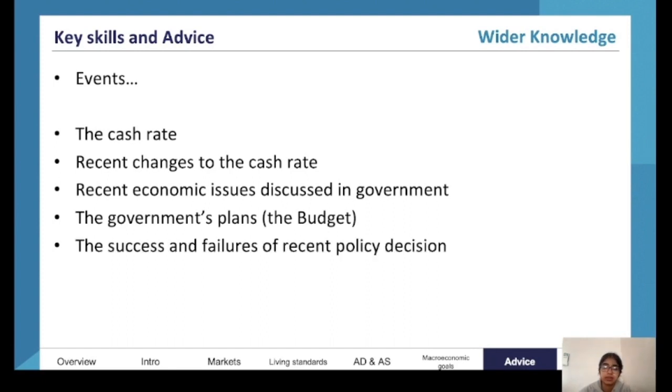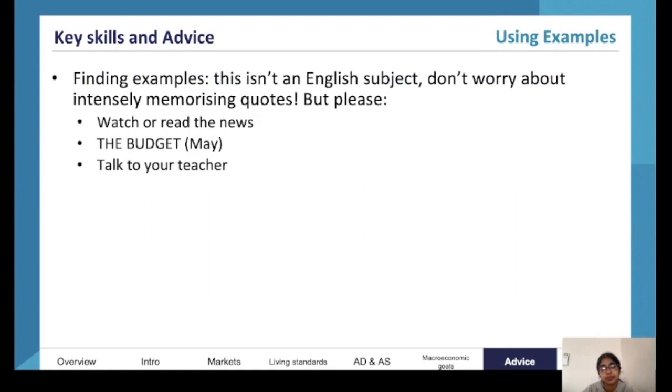And then recent policies and whether they were successful or they failed. That's something to discuss, and just some general knowledge about the economy. So just making sure you're aware of what unemployment's looking like, what real GDP is looking like, and so on. This isn't English, so you don't need to do this like you would do English subjects where you have to memorize quotes and everything. Just know the general stats, that's all.